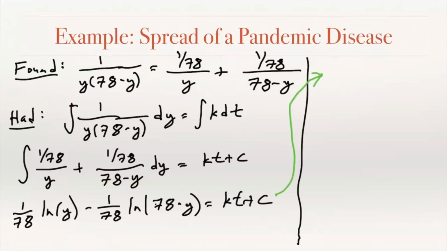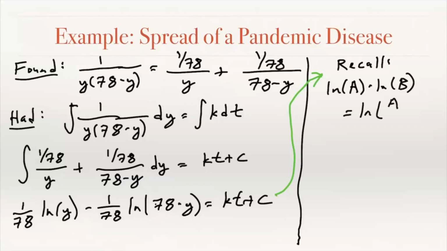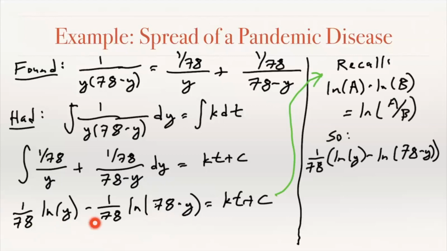And now it's just a matter of solving for y. First thing that we would want to do is gather the y's inside of a single natural log. Recall log rules: ln A minus ln B is equal to the natural log of A over B. So this left-hand side, factoring out the 1 over 78, is equal to 1 over 78 times the natural log of y over (78 minus y).